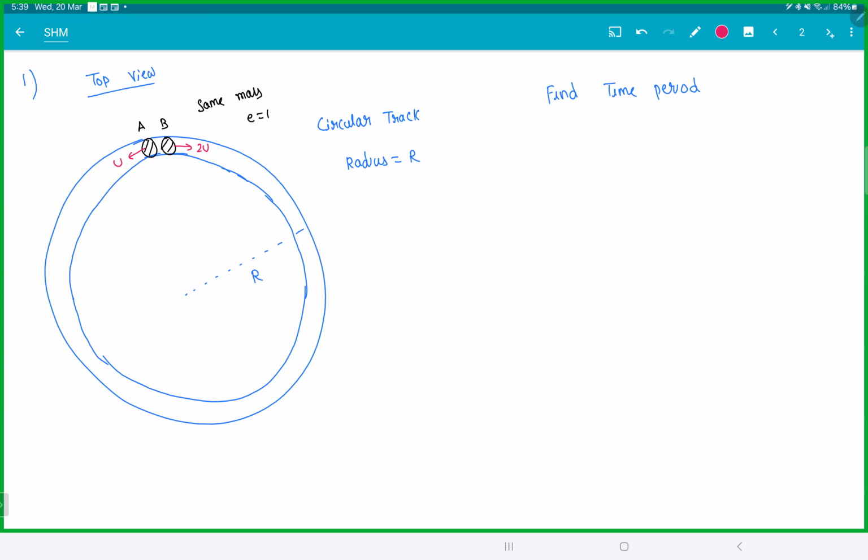Four pi r by 3u. Lakshika, that is wrong. Two pi r by 3u. That's also wrong. You guys are finding something else. I don't want the time interval between two collisions. I want the time period. Meaning after collisions, A and B should come back to the same place. Do they collide at this place every time?